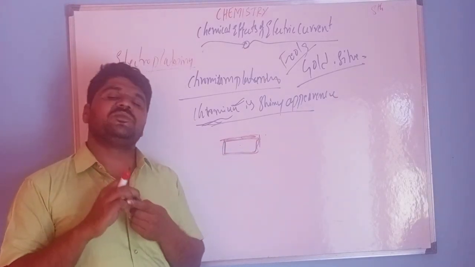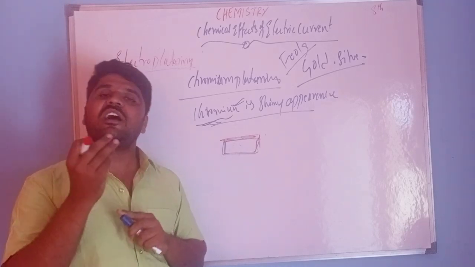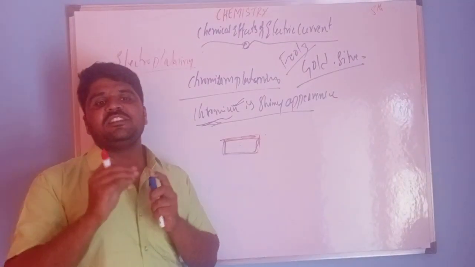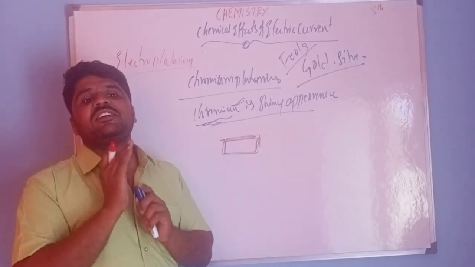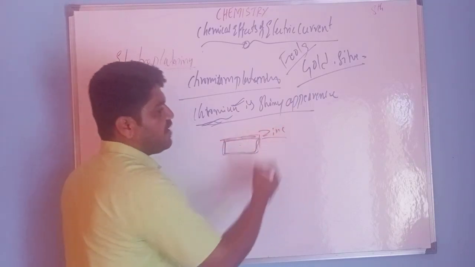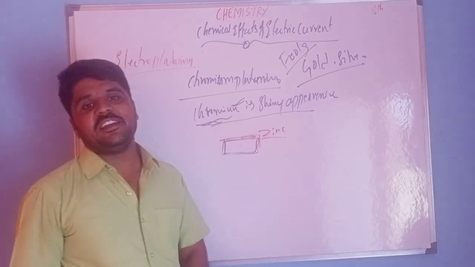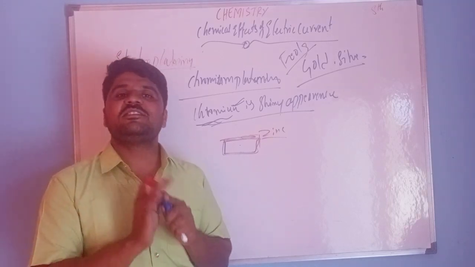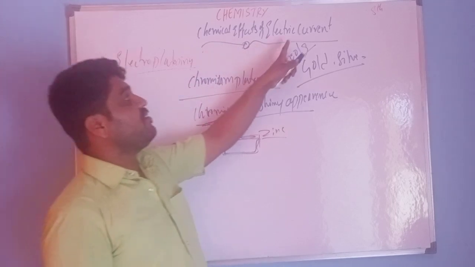Iron is used for making bridges because it gives strength, and iron is used for automobiles also. Iron tends to corrode and rust, so we have to prevent this by coating it with zinc. Coating of zinc is done on automobiles and bridges, and this zinc prevents the corrosion of iron. This is what today's class on electroplating is about. This is the completion of the chapter Chemical Effects of Electric Current.